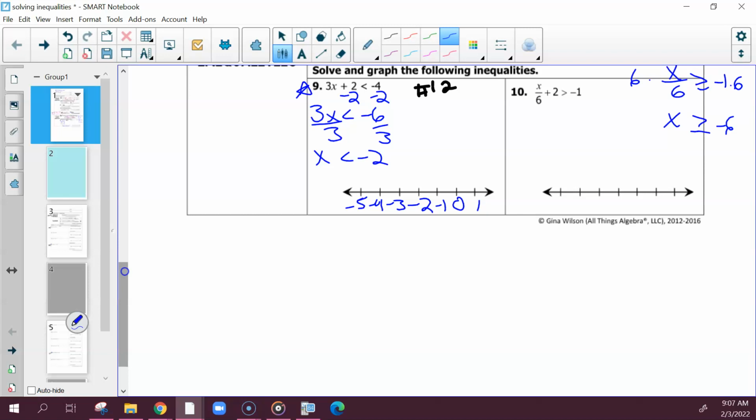Would this be open or closed? Open. Going to the right or to the left? Right. This will go to the left.